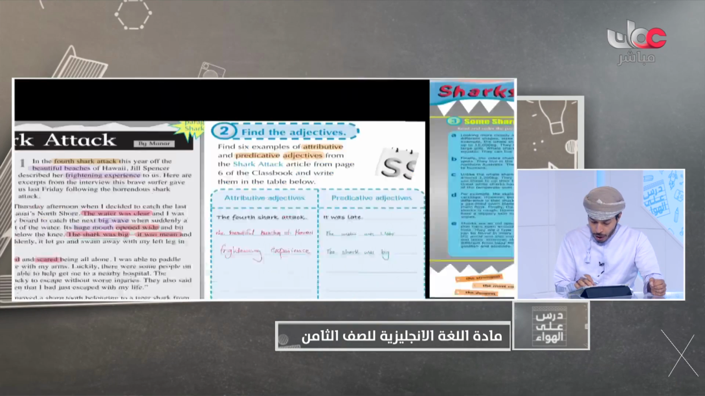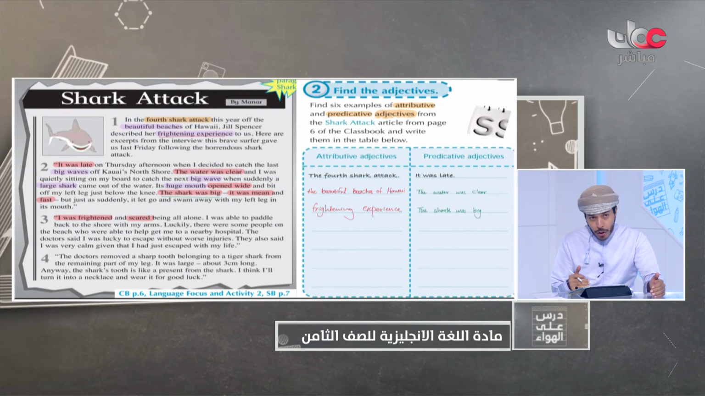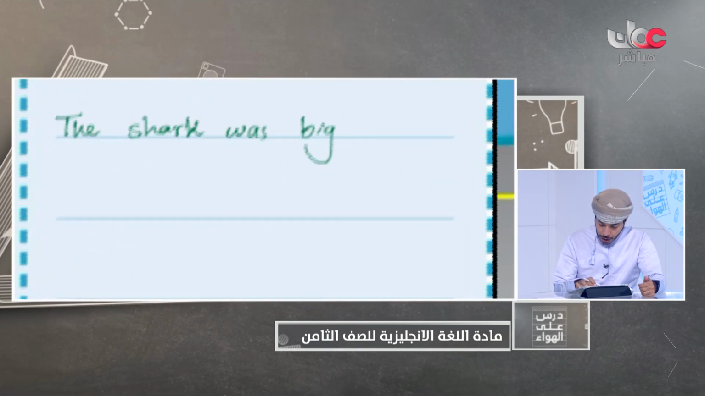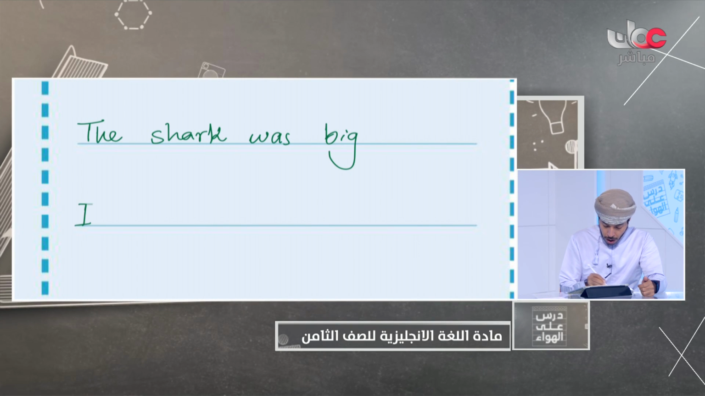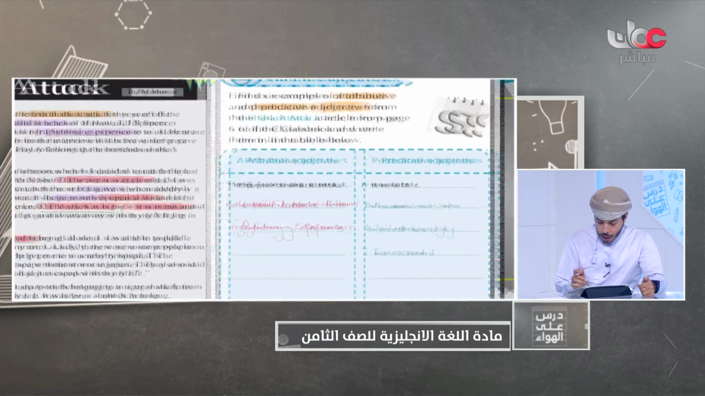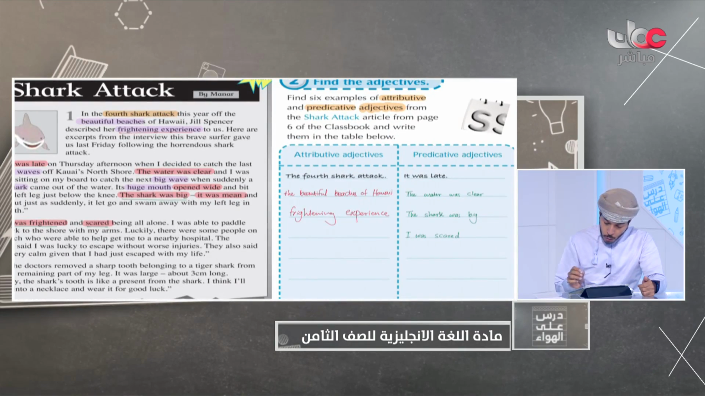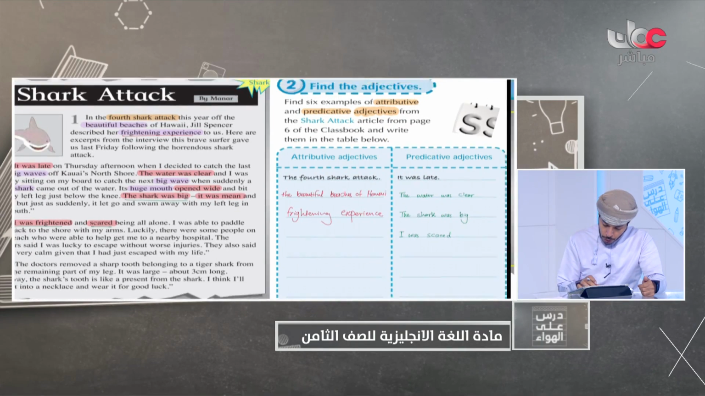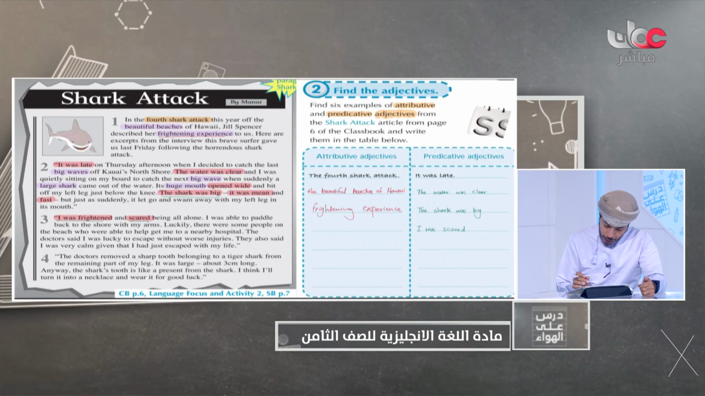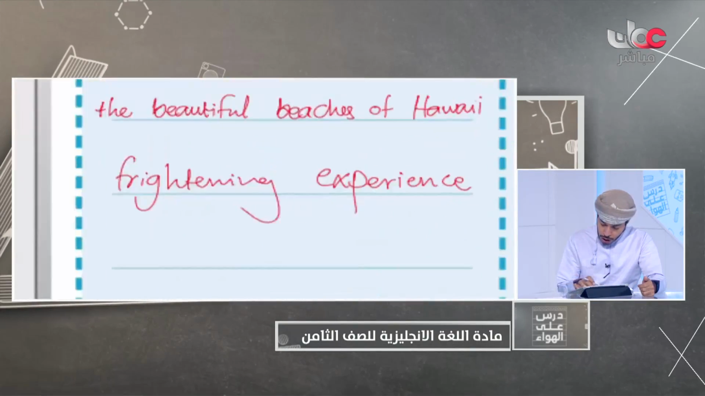Good, guys. Now, can you continue to the end of this activity? I'm sure you can. Also, I will add for you, I was frightened and scared. I will add it here. I was scared, for example. Good. And also I will add one attributive for you here. We can say big waves or large shark.